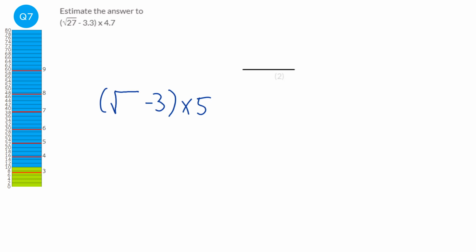Now 30 is no easier to work out. So square numbers are a bit of an exception. When you've got a square root, you've got to find the nearest square number. So 27 to the nearest square number is 25. So the square root of 25 is 5. And then 5 take away 3 is 2. Times 5 is going to be 10. So our answer is 10.